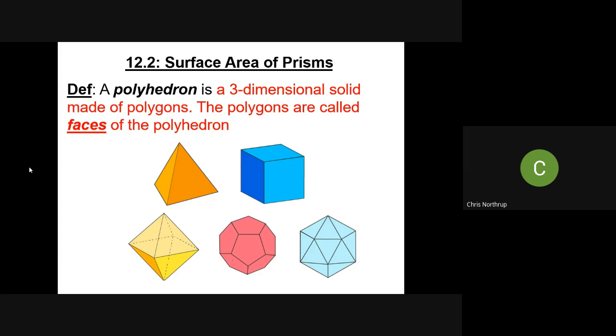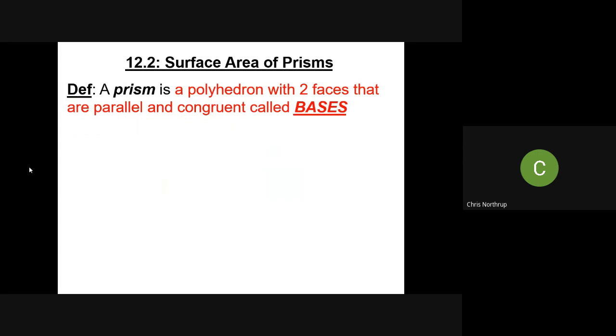We're going to focus on a couple types. We're going to look at prisms. So a prism is a polyhedron where two faces are parallel and congruent. We call those things bases. So those prisms, we name those according to their bases. So if their bases are triangles, we would call it a triangular prism. If the bases were octagons, we would call it an octagonal prism.